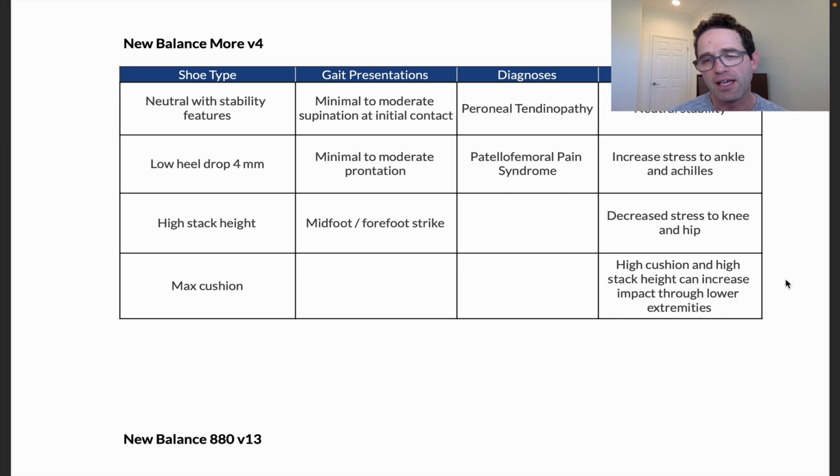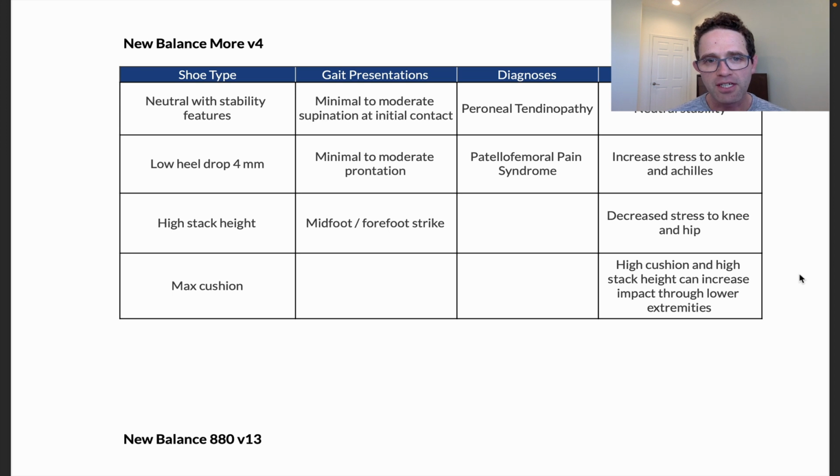New Balance, another very popular brand. The More is one shoe that a lot of people don't always think of when they think of running shoes. However, this shoe is really, really great and can be great for a lot of people. This is a neutral shoe with stability features. It has a fairly low heel drop at 4 millimeters, but a fairly high stack height, and it's a max cushion shoe. Now, the gait presentation suitable for this would be a minimal to moderate supination at initial contact, especially with the stability features. And it's also going to be minimal to moderate pronation as well. This shoe is going to cater towards a midfoot or forefoot strike with a low heel drop.